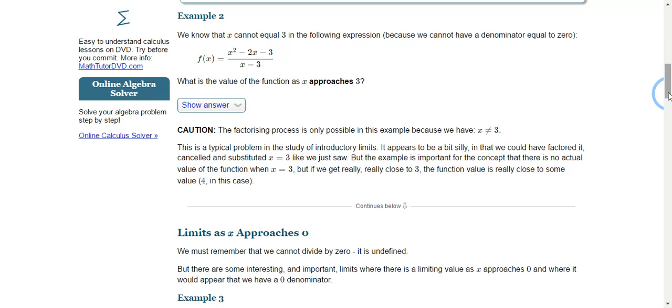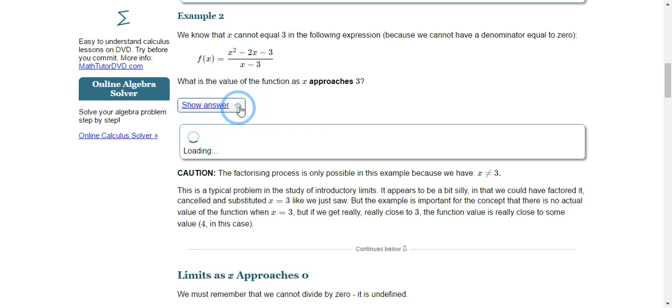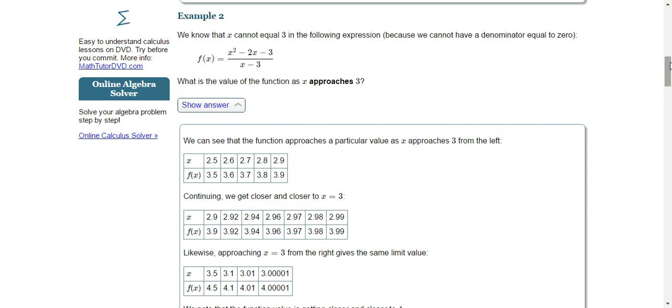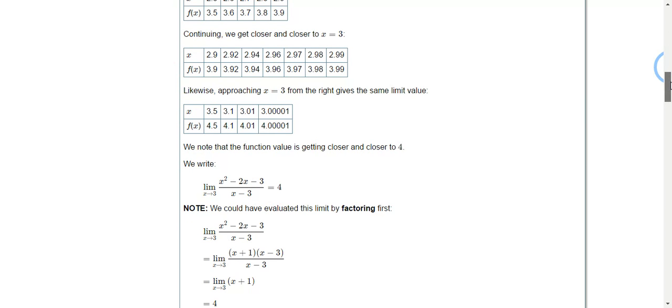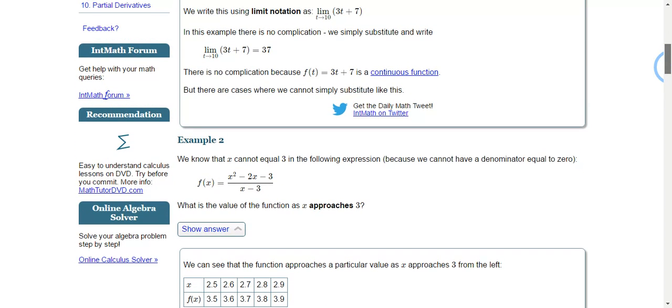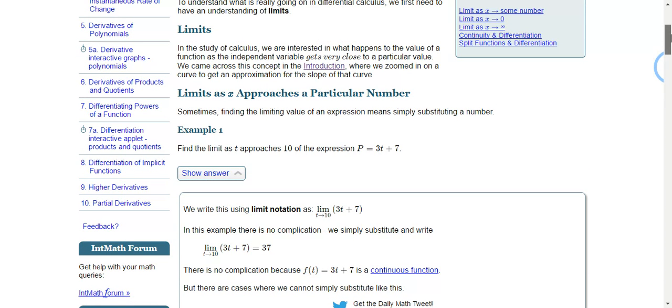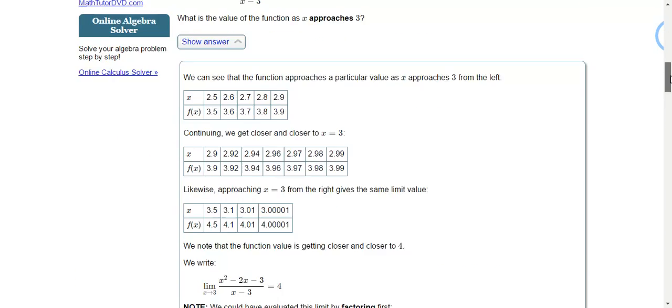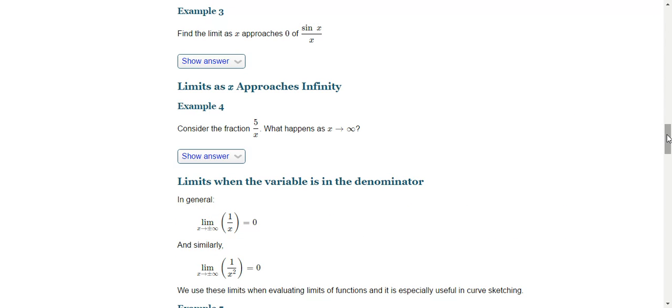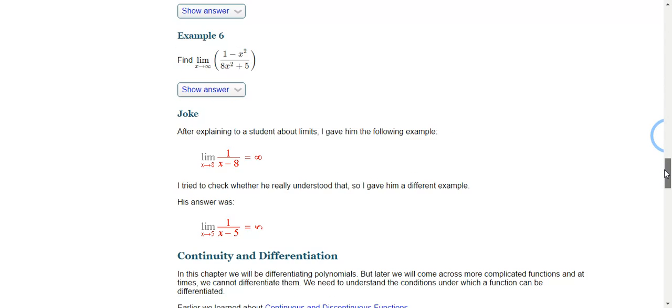We knew that x cannot equal 3 in the following expression because we cannot have a denominator equal to 0. What is the value of the function as x approaches 3? So from this, you'd have to look at just the top and see what's going on there. And this would explain it. I haven't done this in a while, so here we go. You'd have to do some charts and see where exactly it's going. I don't know if everybody knows what limits are, but there's a definition. It's basically what it is at that value, or what it would be at the value if it's supposed to equal 0. And then it has all these examples.